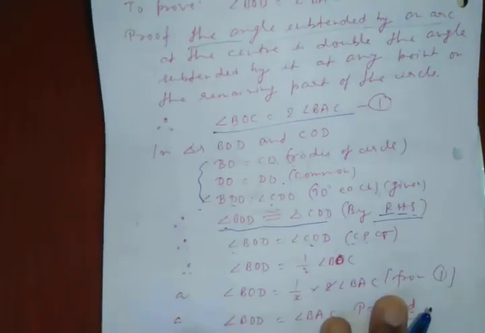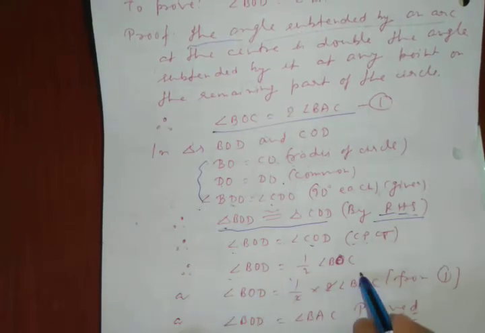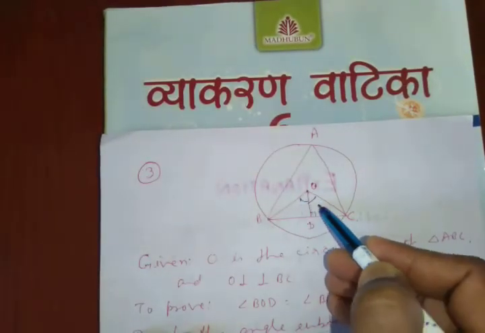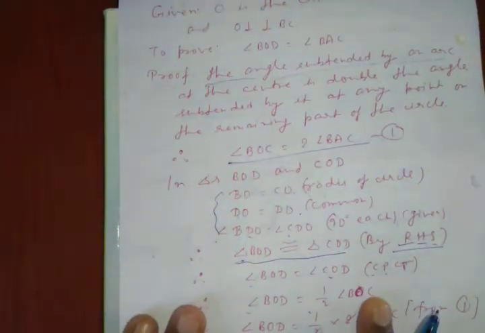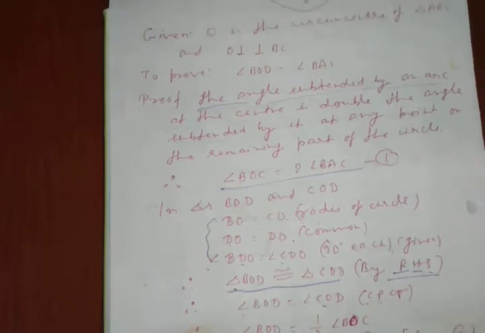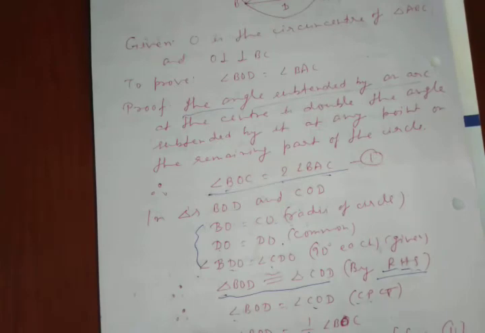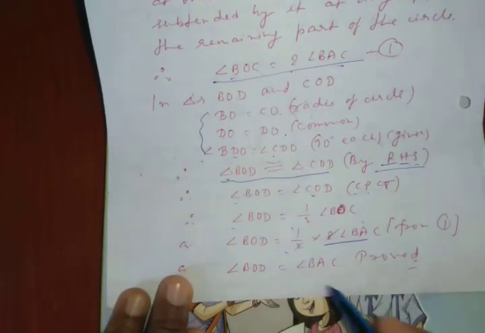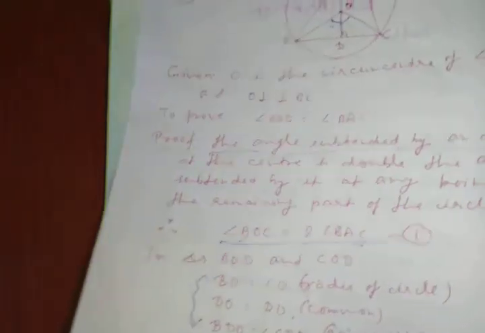Then next, angle BOD equals half of angle BOC, because these two angles are equal. But what is angle BOC here? Angle BOC is equal to twice angle BAC. So we write half of twice angle BAC, then the 2 will cancel. Then angle BOD equals angle BAC. So this is proved in this way. So this is the third question.